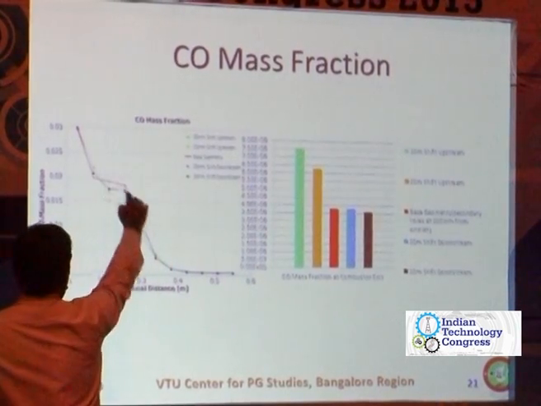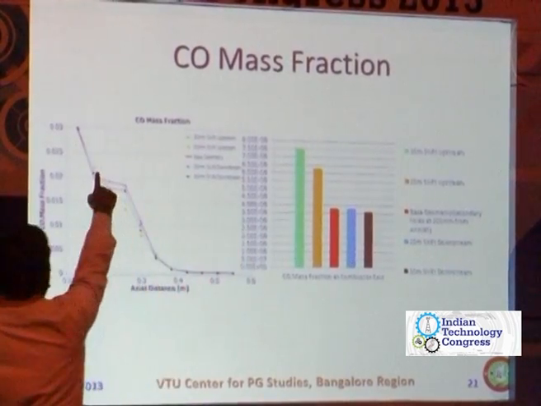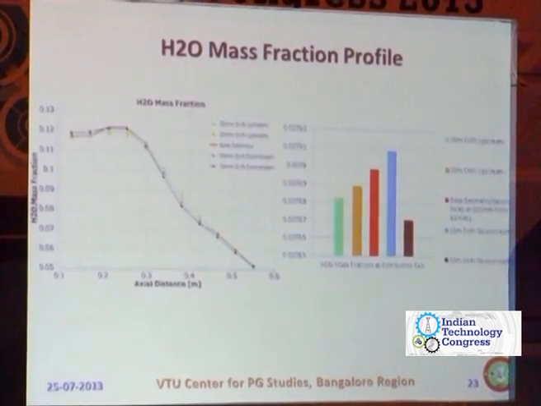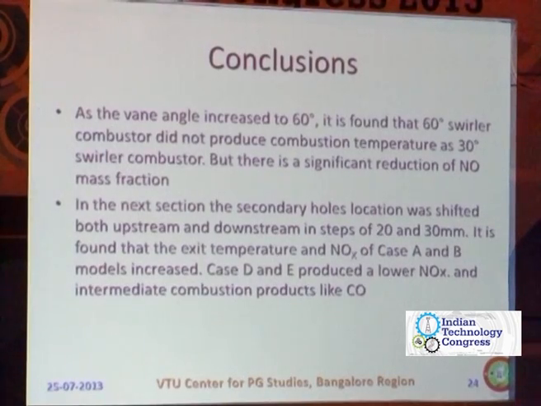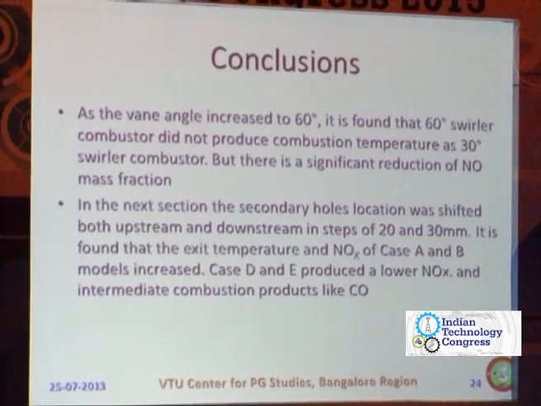We see here that the second rows, which are located upstream, provided more carbon monoxide. This is also the natural product of the combustion. We see that if we provide a large recirculation region, good combustion takes place. My conclusion is that if we increase the swirler angles, good combustion takes place, and we can reduce the NOx emission. And if we optimize the secondary holes position, we can get a good emission. But we have to compromise between the efficiency as well as the emission.